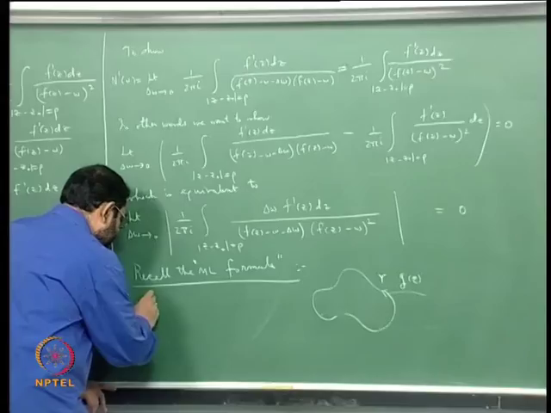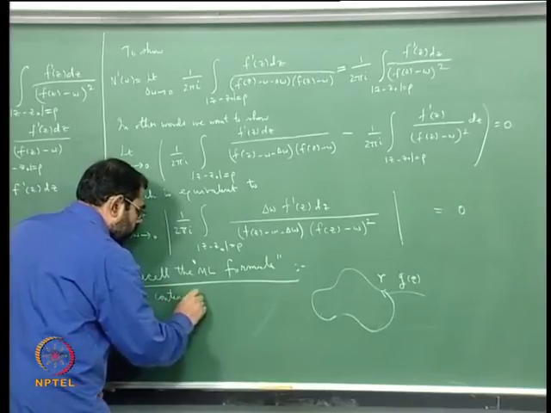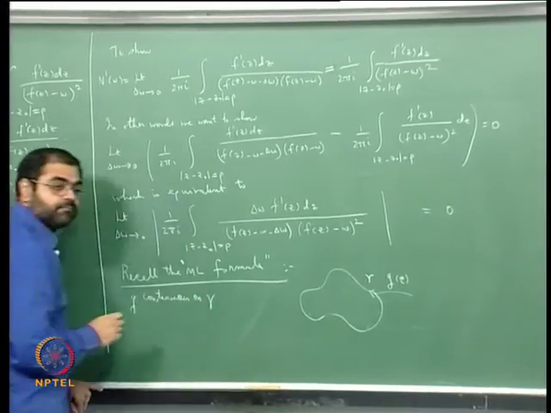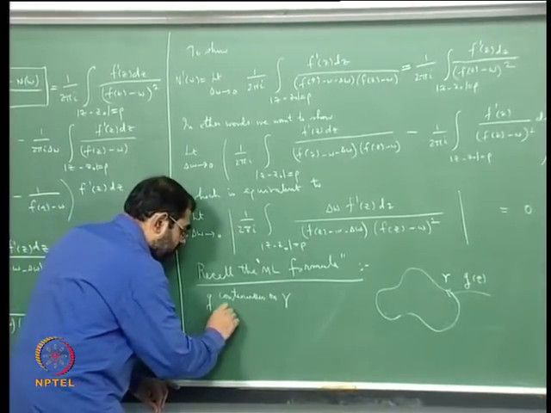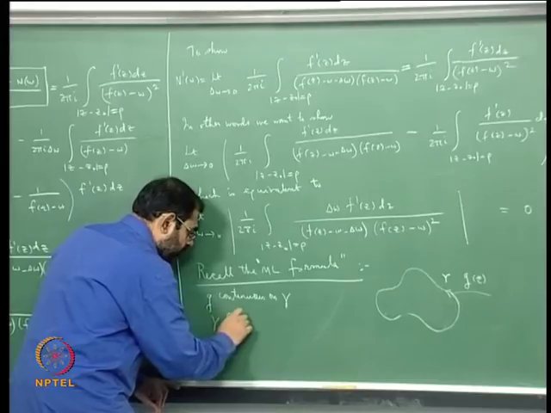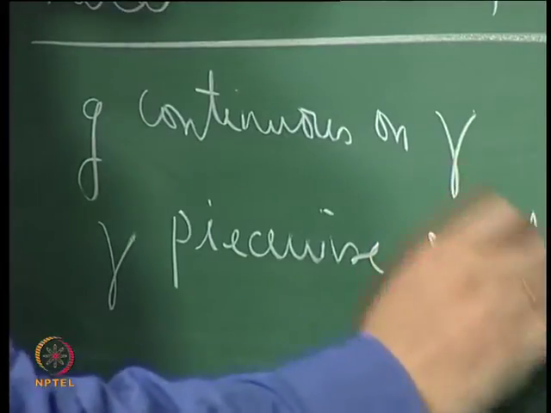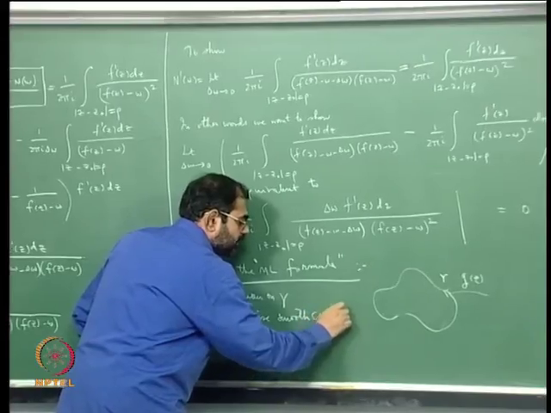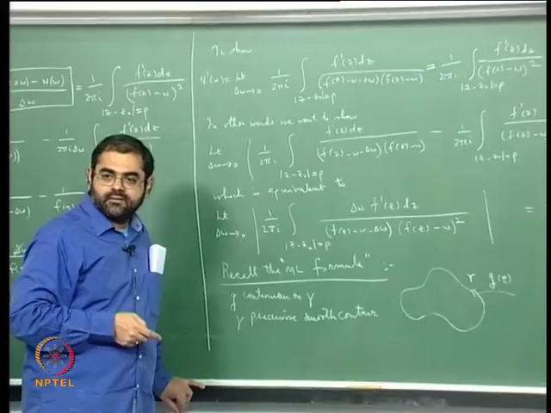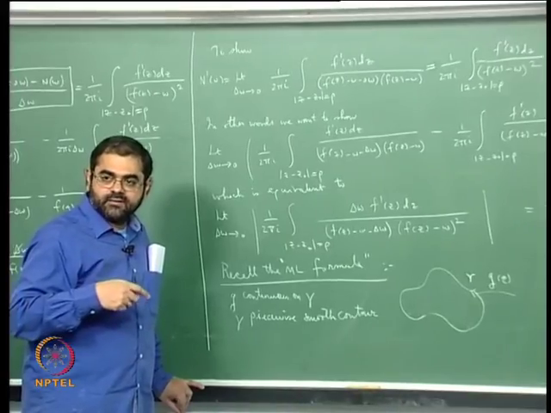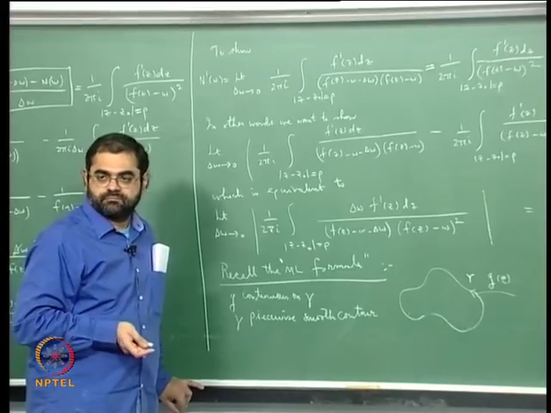So g continuous on the curve gamma, okay. Gamma is of course a piecewise smooth contour, which means that gamma is a continuous curve, and when you parameterize gamma as a function of the parameter, its first derivative is piecewise continuous, okay.